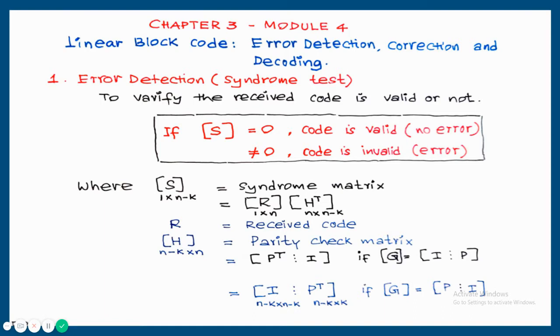First topic is error detection. Block code error detection is also known as syndrome test. The reason is, based on the syndrome, the receiver is able to determine whether an error exists or not. I'll explain how to calculate syndrome.